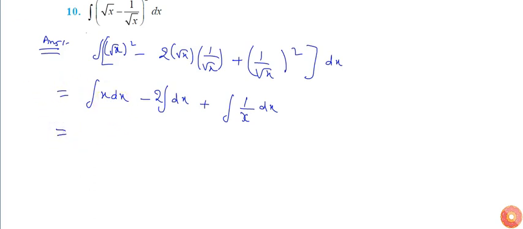Integration of x, I know that integration of x power n equals x power n plus 1 by n plus 1. So here integration of x will be x square by 1 plus 1, which is 2, minus integration of 2, that is x power 0, so x power 0 plus 1 by 0 plus 1, which is x.